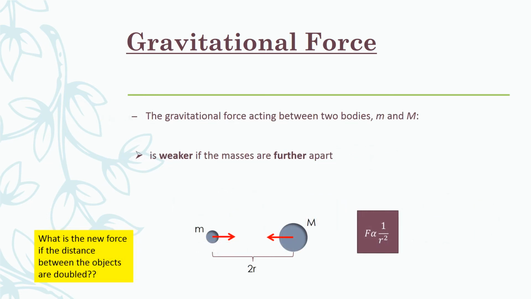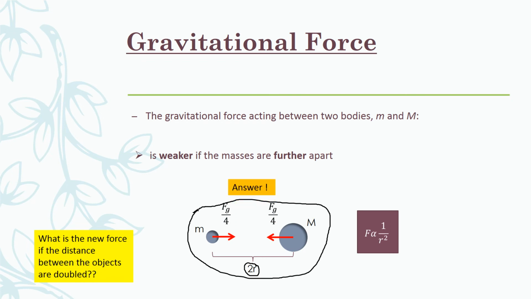With the same question, if I double the distance between the two objects, it's no longer r, it has become 2r. What will be the new value of the force? This is the answer: the force here will be divided by 4. It is the same for both objects because it's an action-reaction pair. And why is it over 4? Because if you double the distance, the strength decreases by 1 over 2 squared, which is 1 over 4. That's why the force becomes weaker by a factor of 4.